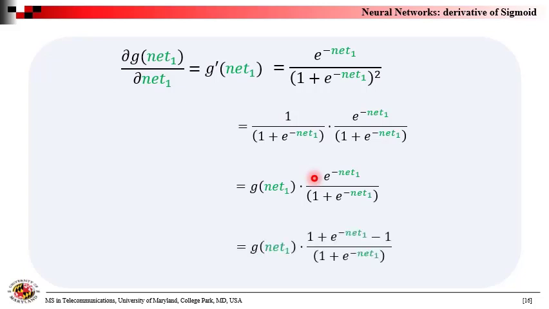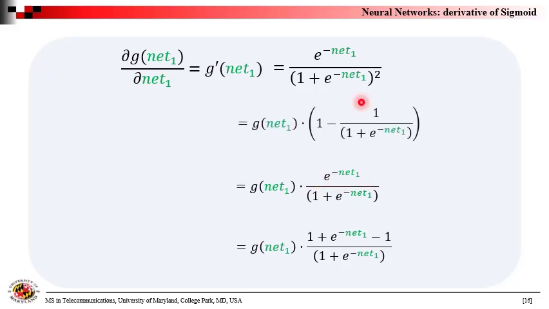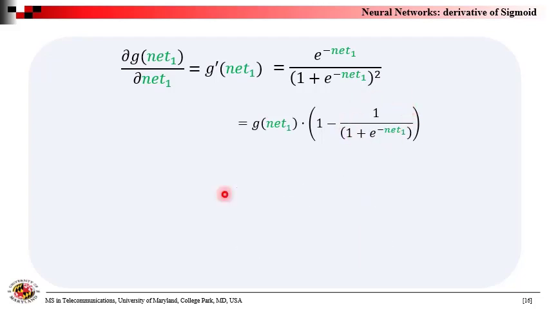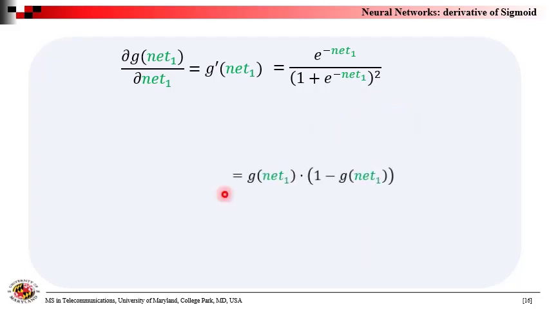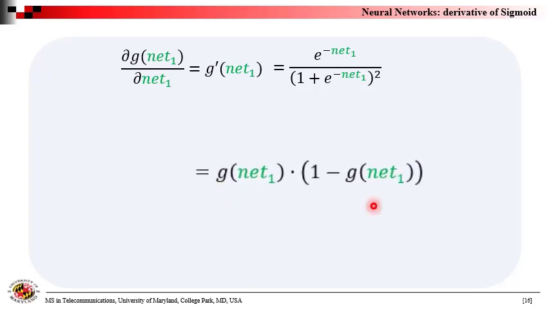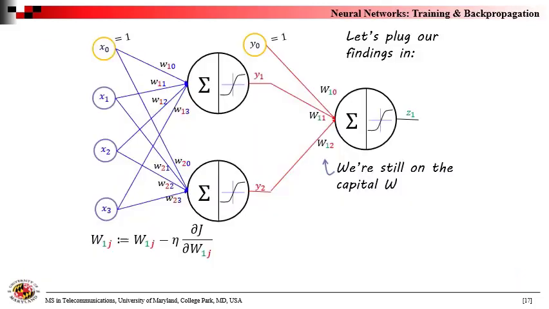If we add and subtract 1 to the numerator of this term, then we can rewrite that as 1 minus the sigmoid function again. So it turns out that the derivative of the sigmoid function is equal to the sigmoid function times 1 minus the sigmoid function.